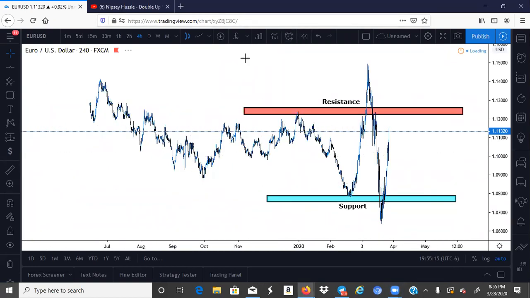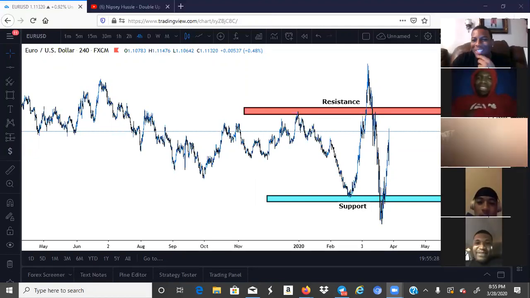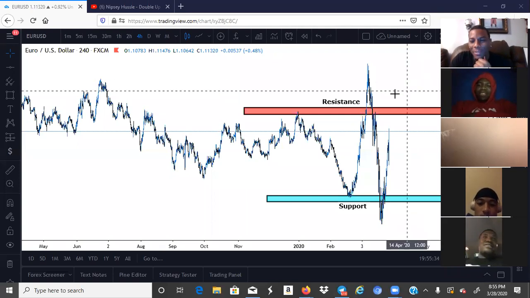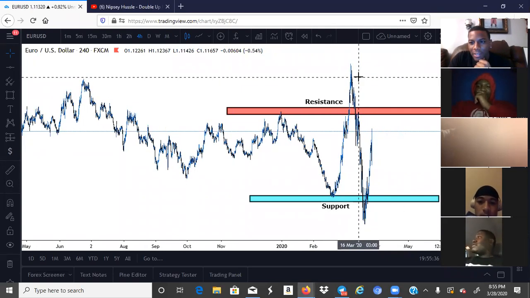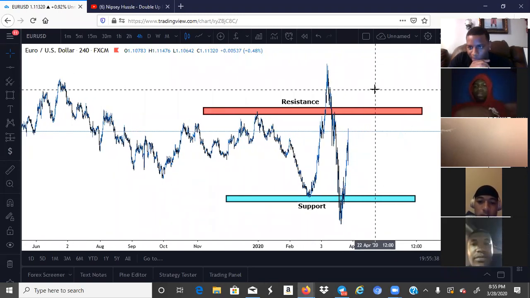The previous lows and the previous highs. Hold on. One at a time. Who want to go first? I want to go first. All right, bet. Who said that? Demetri said that. So Demetri, go ahead and say it. What makes support? What makes support?